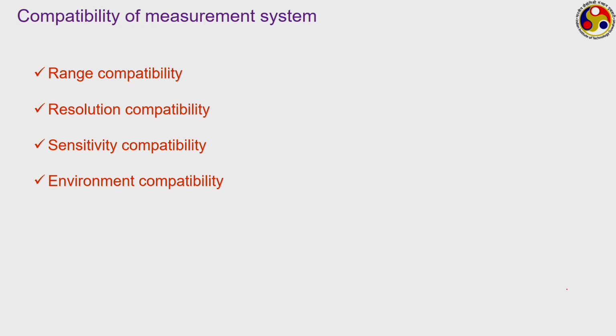Now, environment compatibility. If we are looking to use the instrument in some harsh weather condition or some harsh environment, then we have to make it suitable for that. Suppose you are trying to measure the temperature using a thermometer or a thermocouple inside a power station boiler, inside the furnace. The temperature itself is very high, so whatever material you use for your temperature measuring instrument may not be able to survive that temperature.